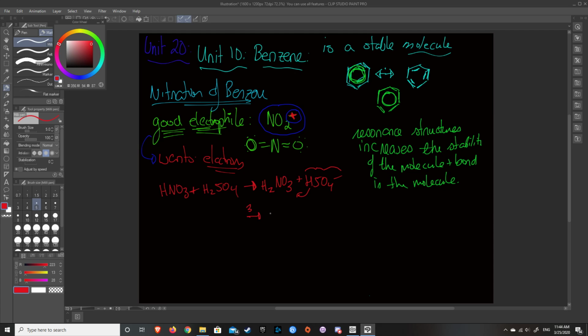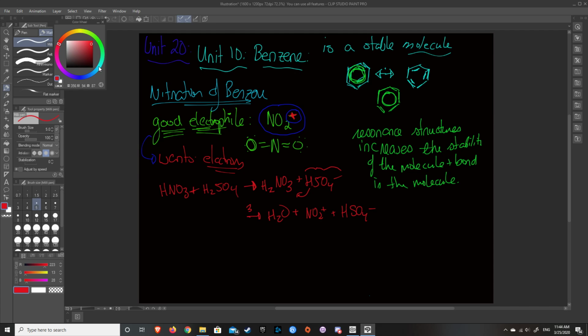This reconfigures to release H2O, so we lose one of these O's and these two H's, plus what's remaining, NO2 positive, plus what's left of the sulfuric acid, HSO4 minus. So what's left of the sulfuric acid. So let's look at the actual mechanism.